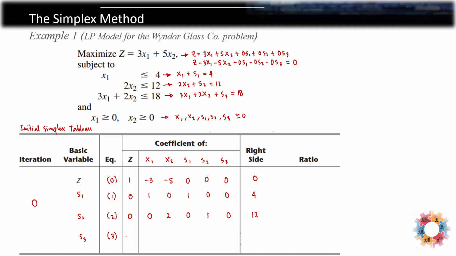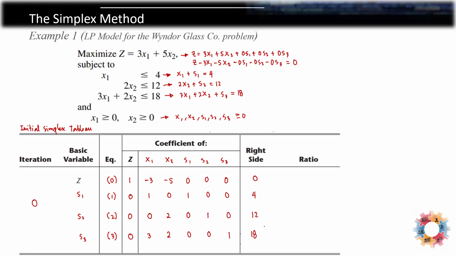Then the third equation, again, this is 0 because there is no z here. Then the coefficient of x1 is 3. Coefficient of x2 is 2. S1 is 0. Coefficient of S2 is 0. And coefficient of S3 is 1. And then 18. Okay, so you have set up the initial simplex tableau.